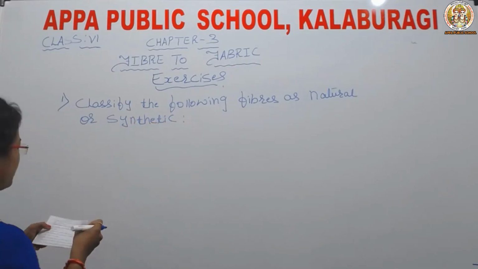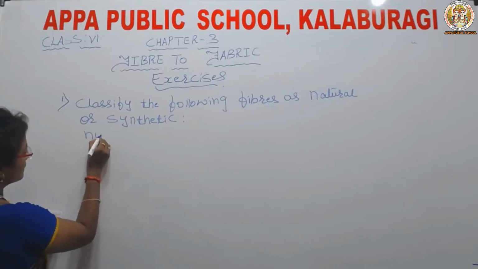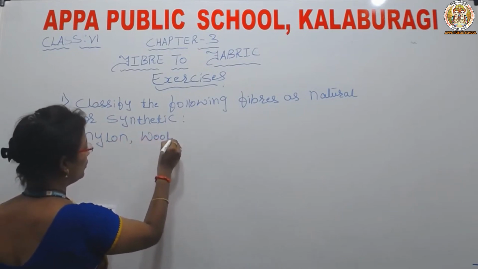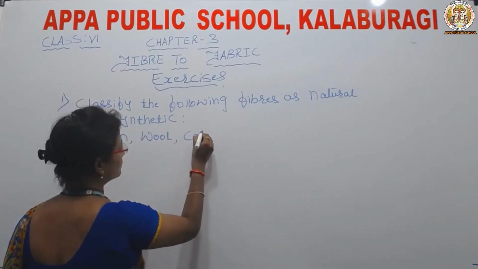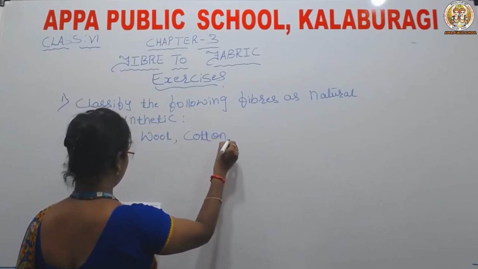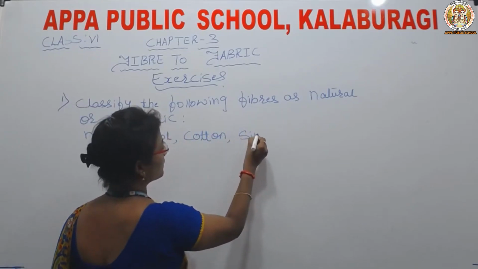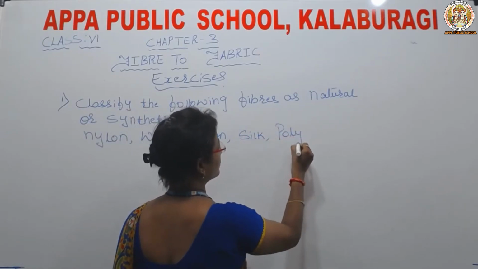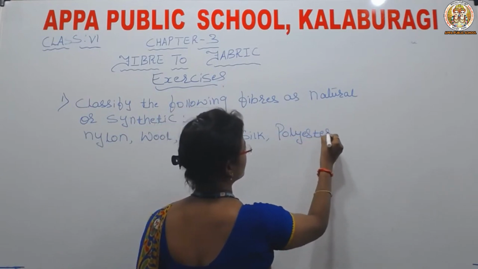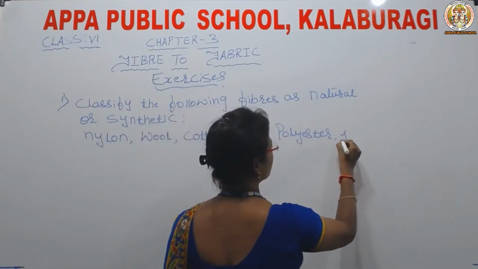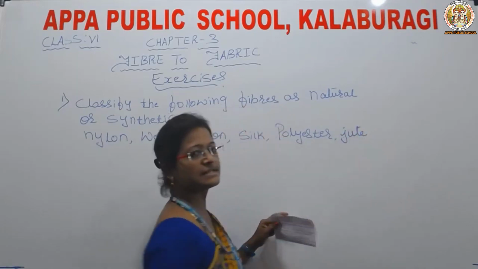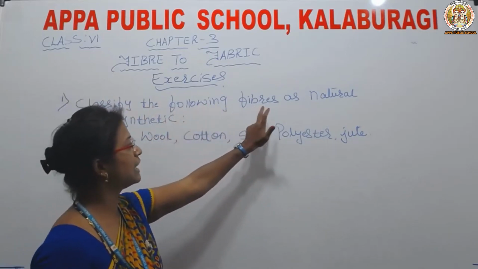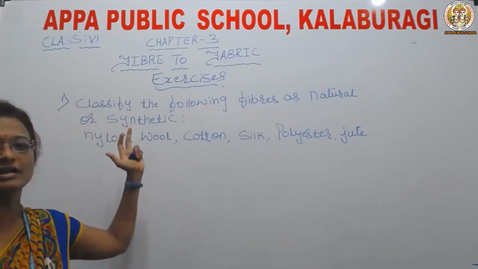Okay, so here we should classify. Which are those? First, nylon, wool, cotton, silk, polyester, jute. So this is the first question. What is the question? Classify the following fibers as natural or synthetic.